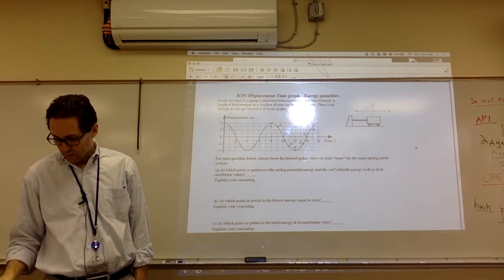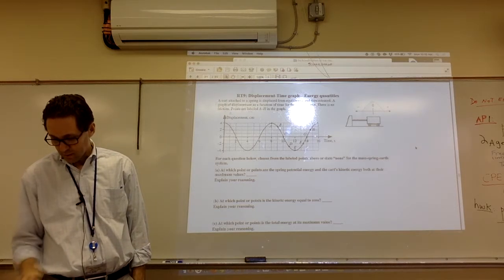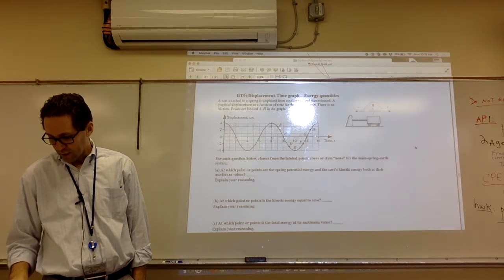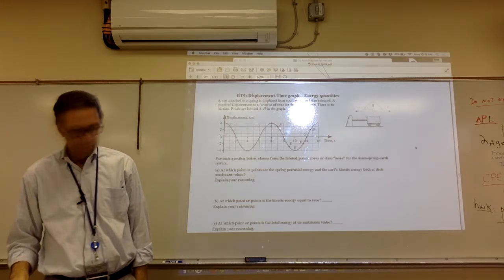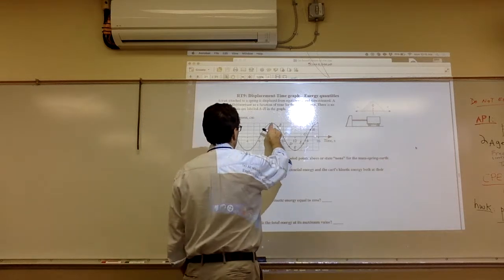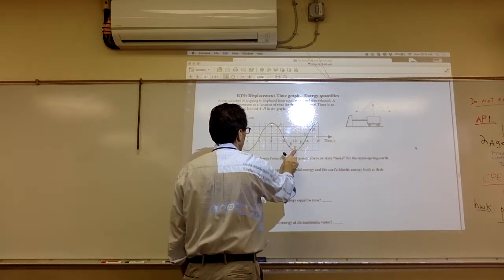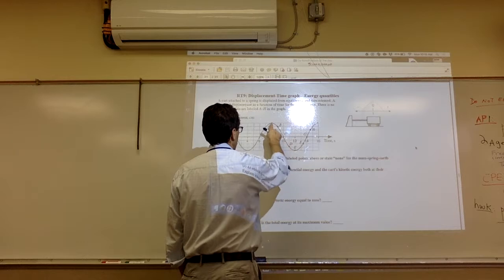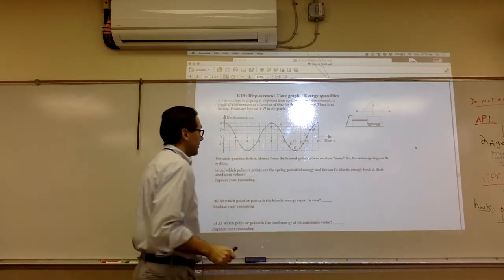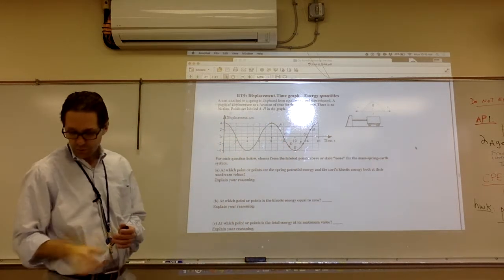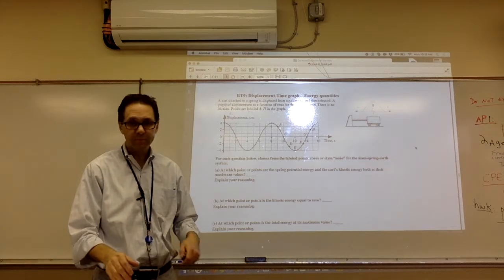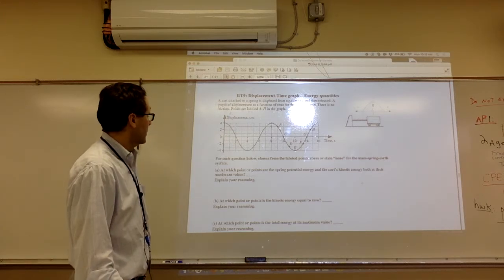At which point or points is the kinetic energy minimum and the potential energy maximum? Well, kinetic energy is minimum at A and E because it's not moving, and potential energy is maximum at those points because that's where you have maximum stretch or compression. And that's it.